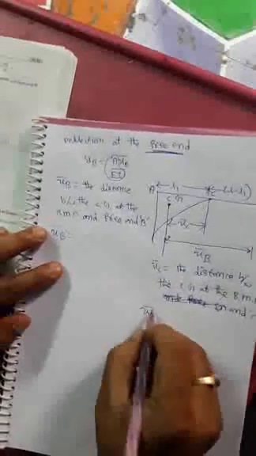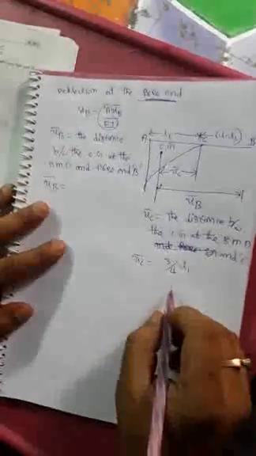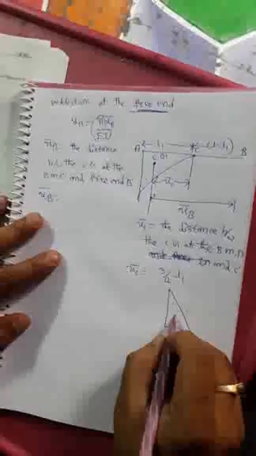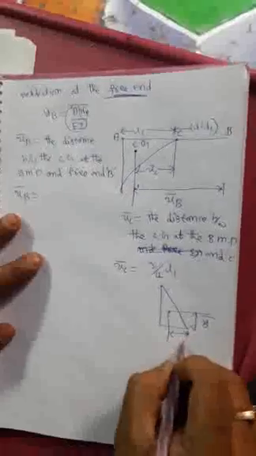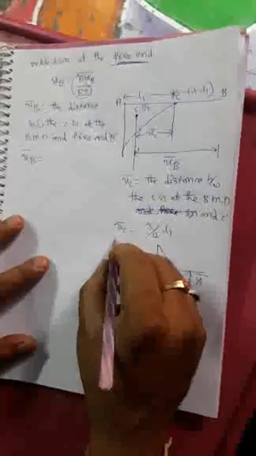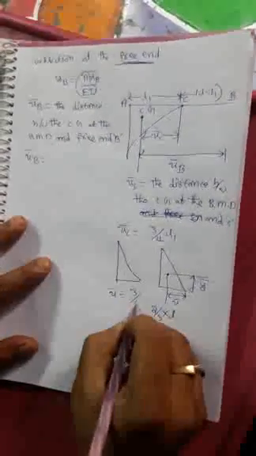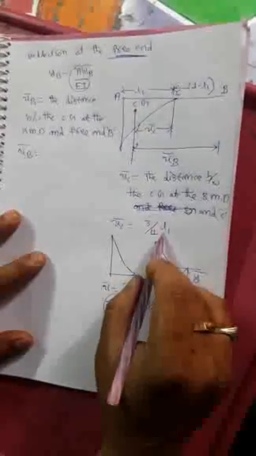So x bar C is nothing but 3/4 of L1. If the diagram is like a triangle shape, this is the center of gravity. So this is the y bar and this is the x bar. x bar is nothing but 2/3 into L. But here the diagram is shaped like this, a parabolic shape. For a parabolic shape, the x bar formula is 3/4 into height. Here the height is nothing but L1. So this is the L1 formula.